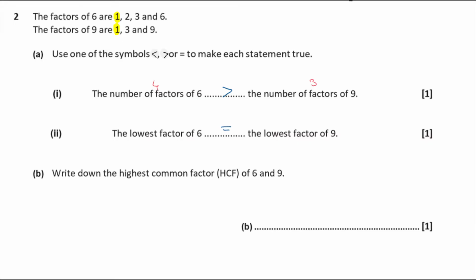And then write down the highest common factor of 6 and 9. Well, the HCF is going to be the biggest common factor on both lists. I think that's the 3, isn't it? That's the biggest number that's on both lists there, so I'm going to write down 3.